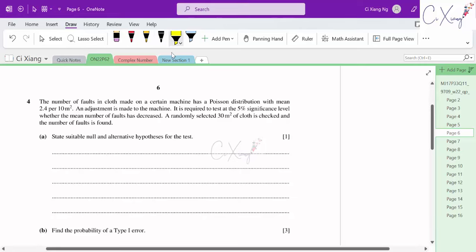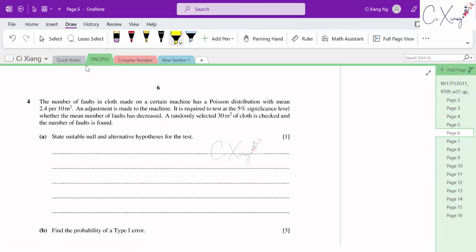Now we are at question number 4. The number of faults in growth made on a certain machine has a Poisson distribution, so the keyword is Poisson, with mean 2.4 per 10 meter square. An adjustment is made to the machine and it is required to test at a 5% significance level whether the mean number of faults has decreased. Highlight the word decrease, it will be the keyword to help us form the alternative hypothesis. Then a randomly selected 30 meter square of growth is checked and the number of faults is found. First question, they want us to find the suitable null and alternative hypothesis for the test.